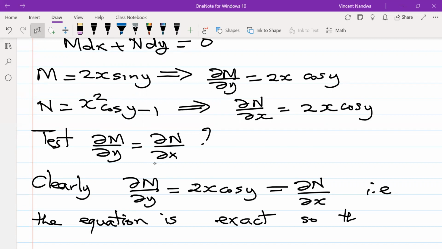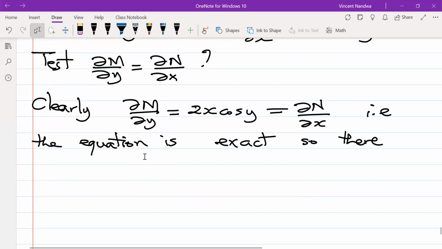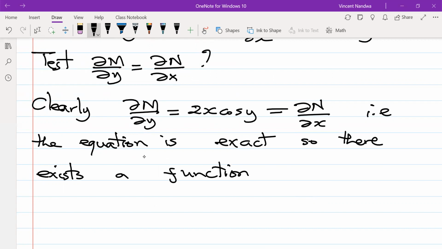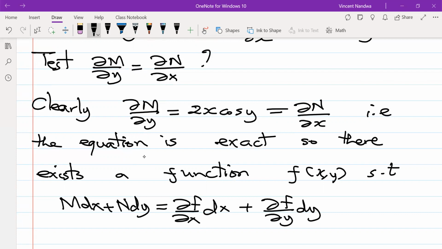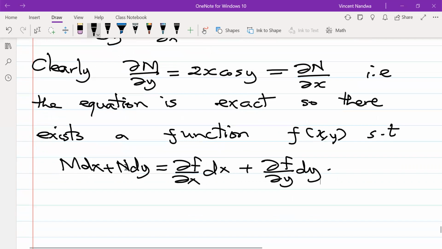So there exists a function f of x, y such that M dx plus N dy can always be written as partial f partial x dx plus partial f partial y dy. And the interest will be now to find this function f.